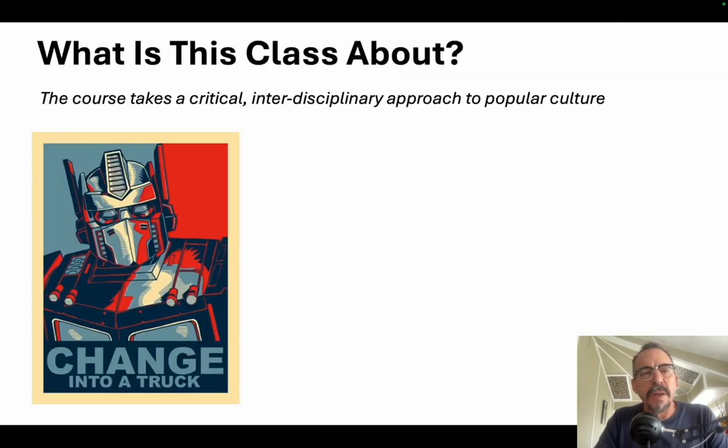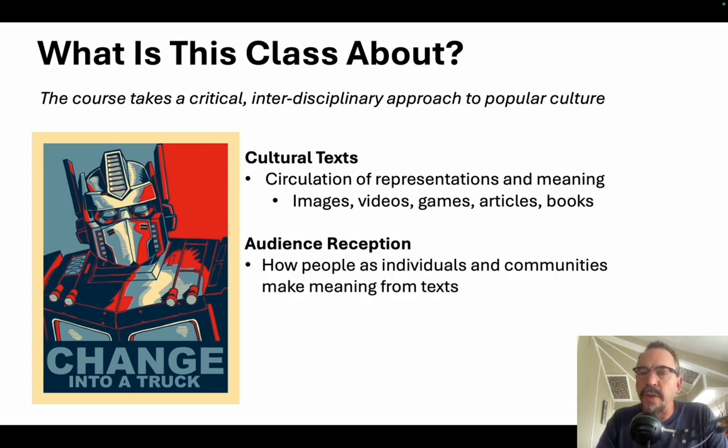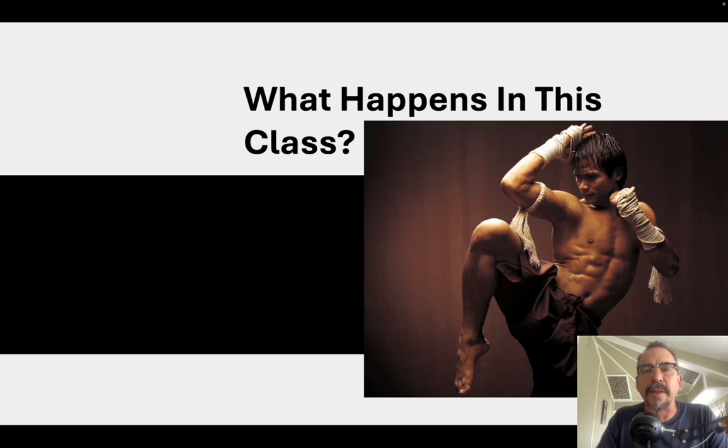In this class, we take a critical, interdisciplinary approach to popular culture, which means we're going to look at cultural texts, we're going to look at audience reception, and we're going to look at political economy. But we're not going to just look at those independently. We're going to look at how all three work together to create the cultural landscape that we collectively and individually experience. So what do we do in this class?